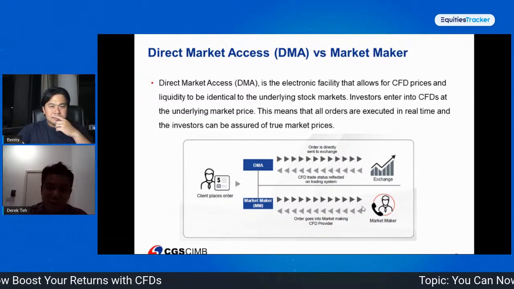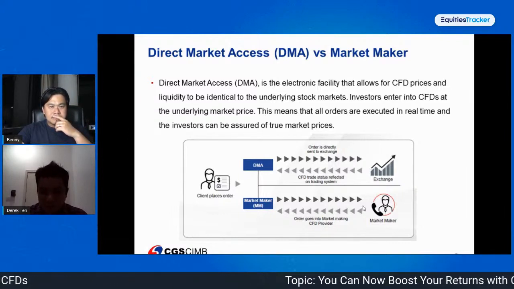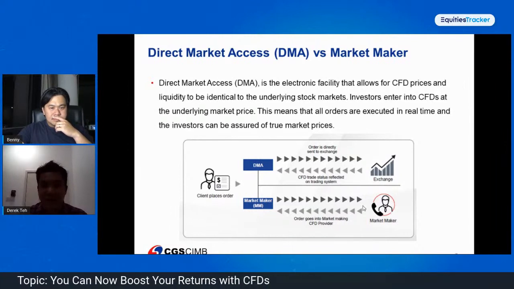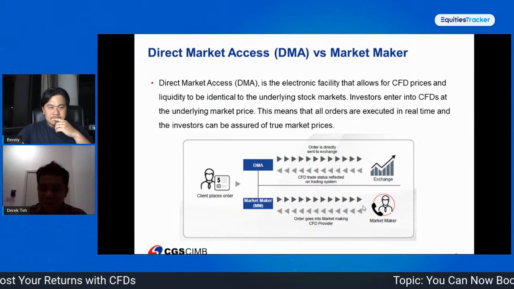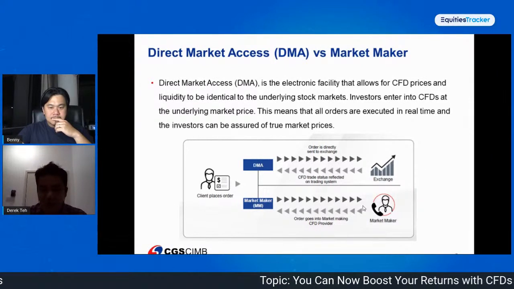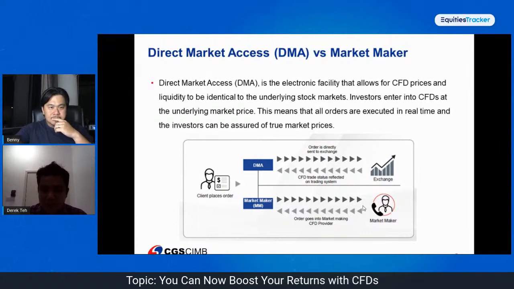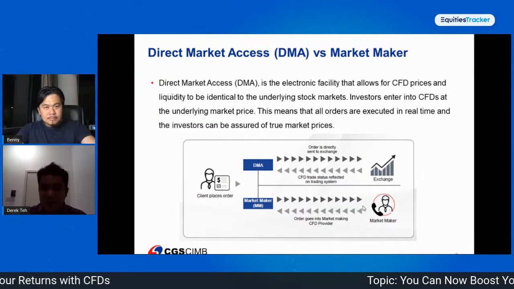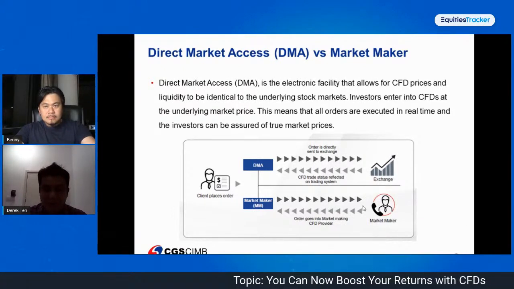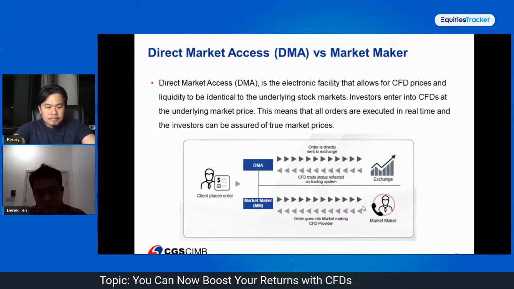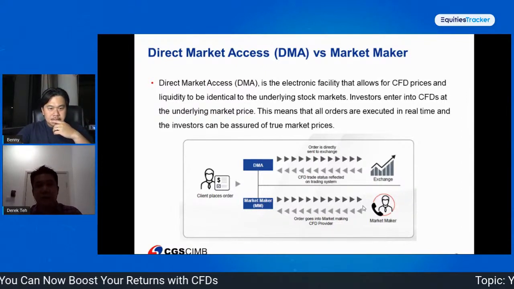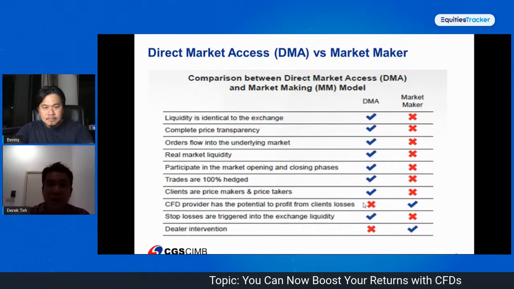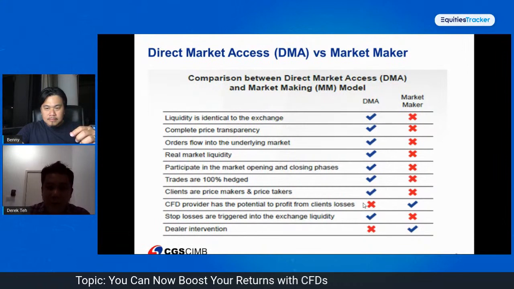In comparison to the market maker model, the market maker model may not always have the same market prices as the underlying instrument. Hence, there is a potential for additional spread and requotes. The market maker may or may not hedge client positions with another counterparty or in the underlying market. This means that the CFD provider of a market maker model may directly benefit if the client loses on their trades.